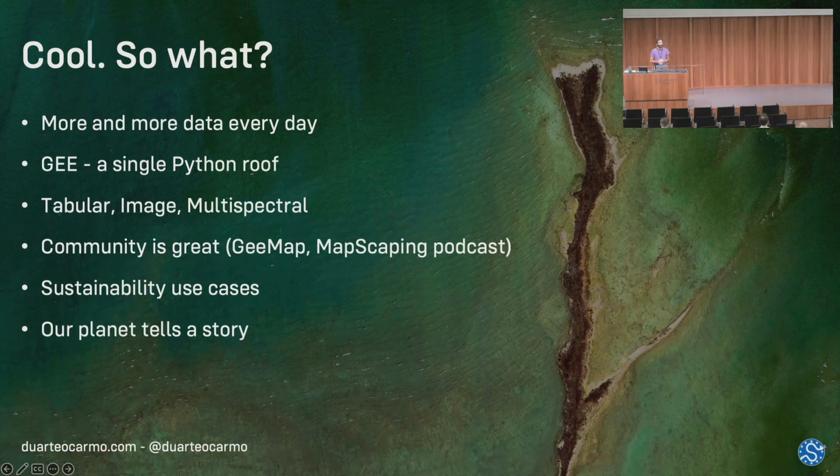And a cool thing about Google Earth Engine is that you get access to all of this data in a single Python roof, which is pretty nice. And you can actually access this data in a tabular way, get image data from it, get multispectral image data from it. And the community is really great. So you have things like Gmap, which is another Python library that actually has an abstraction on top of Google Earth Engine, so you don't write all of this ugly code that you've seen today.